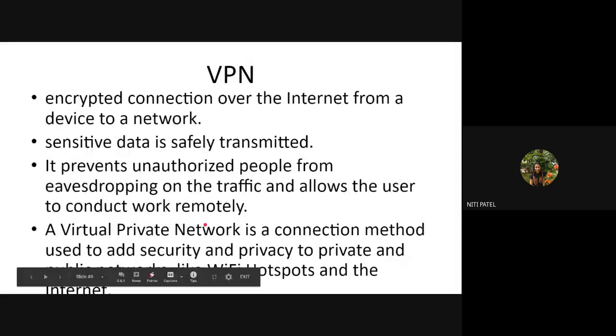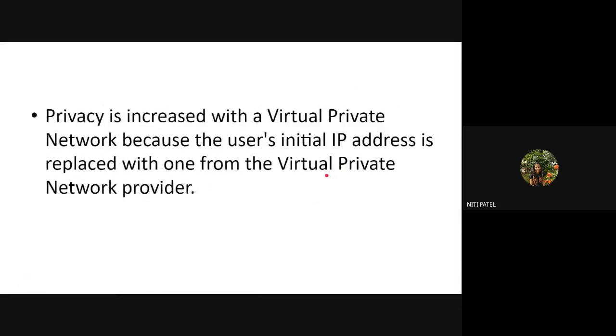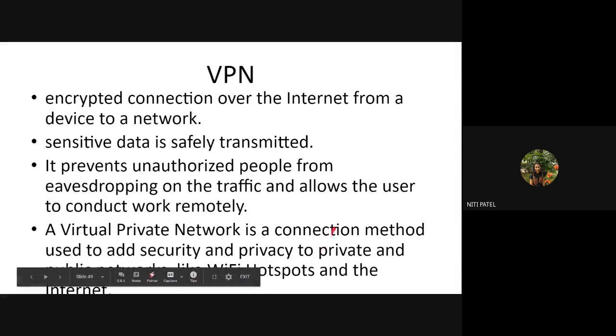A virtual private network is a connection method which is used to add security and privacy to private and public networks like a Wi-Fi hotspot and the internet. So this method is used for providing security and privacy to the data. Let it be any type of network, a private network or a public network, or if you are using a Wi-Fi hotspot or a normal cable for internet connectivity, you can use any connectivity method.